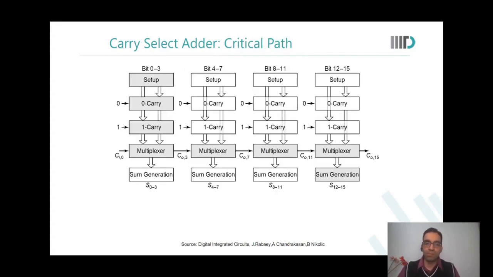Look at this example. What we say, bit 0 to 3, I calculate the output with 0 carry, I calculate the output with 1 carry, and then I use the carry in as the select signal for the multiplexer. And I will get the sum generated and I will get the CO3 also.